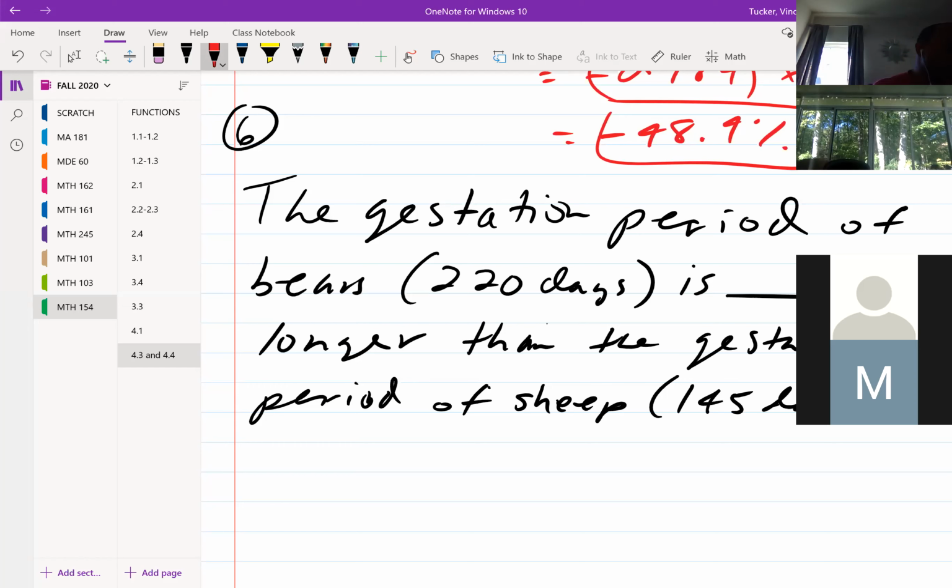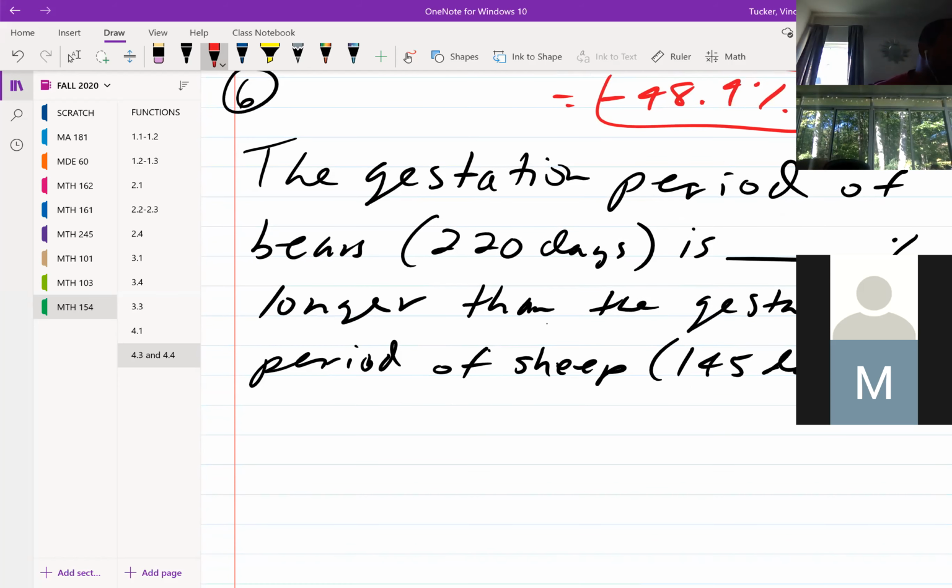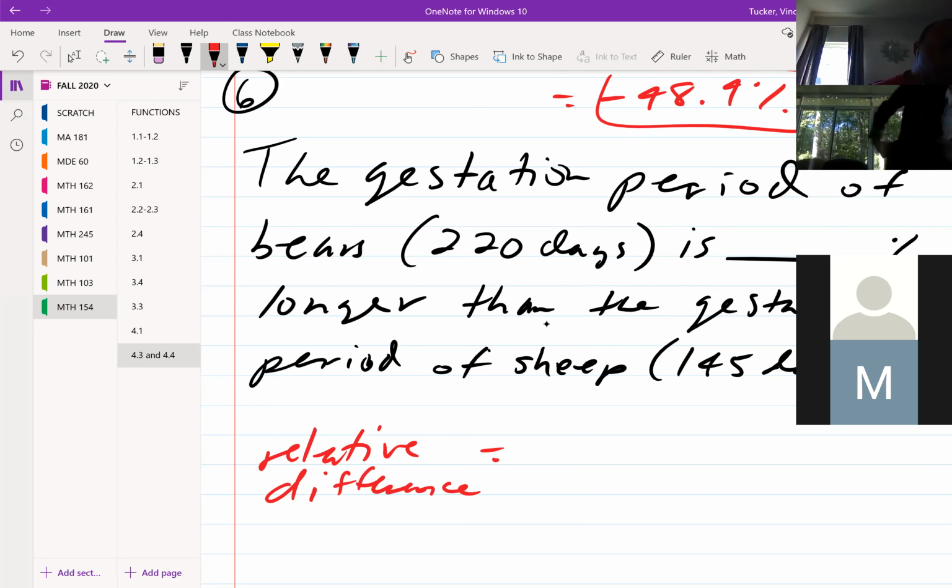Divide and then multiply by. We're going to subtract them and then divide to find that percentage. So the way they call it, I want to call it relative difference. Yeah, it's called a relative difference. Relative difference.